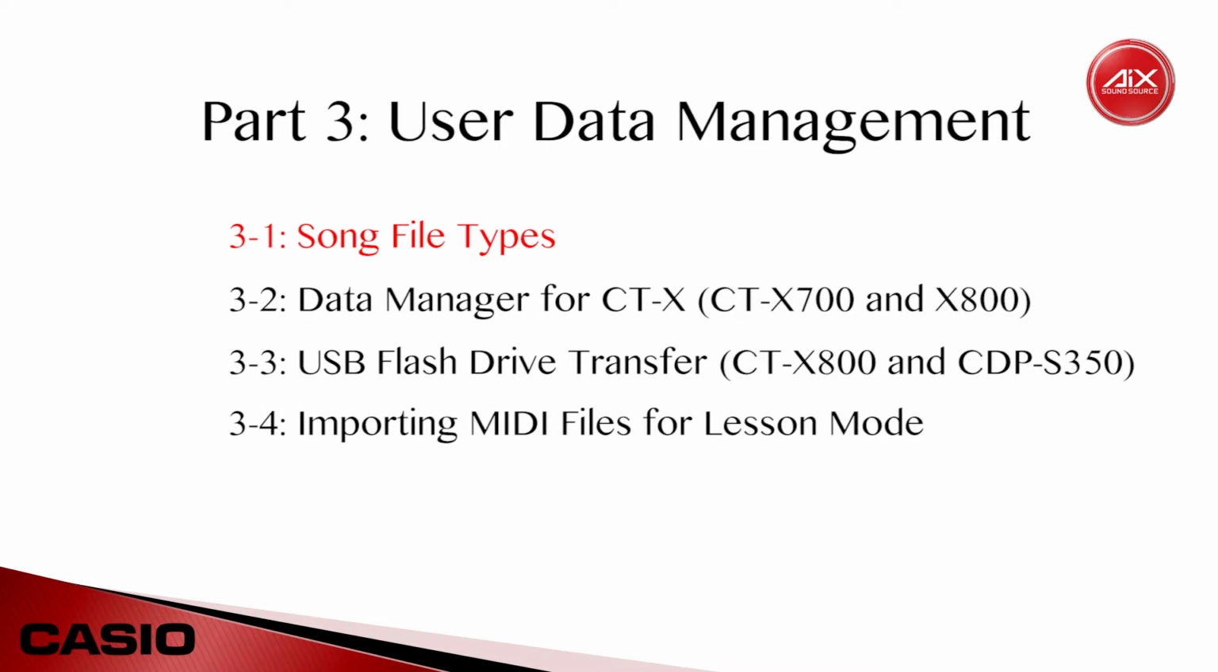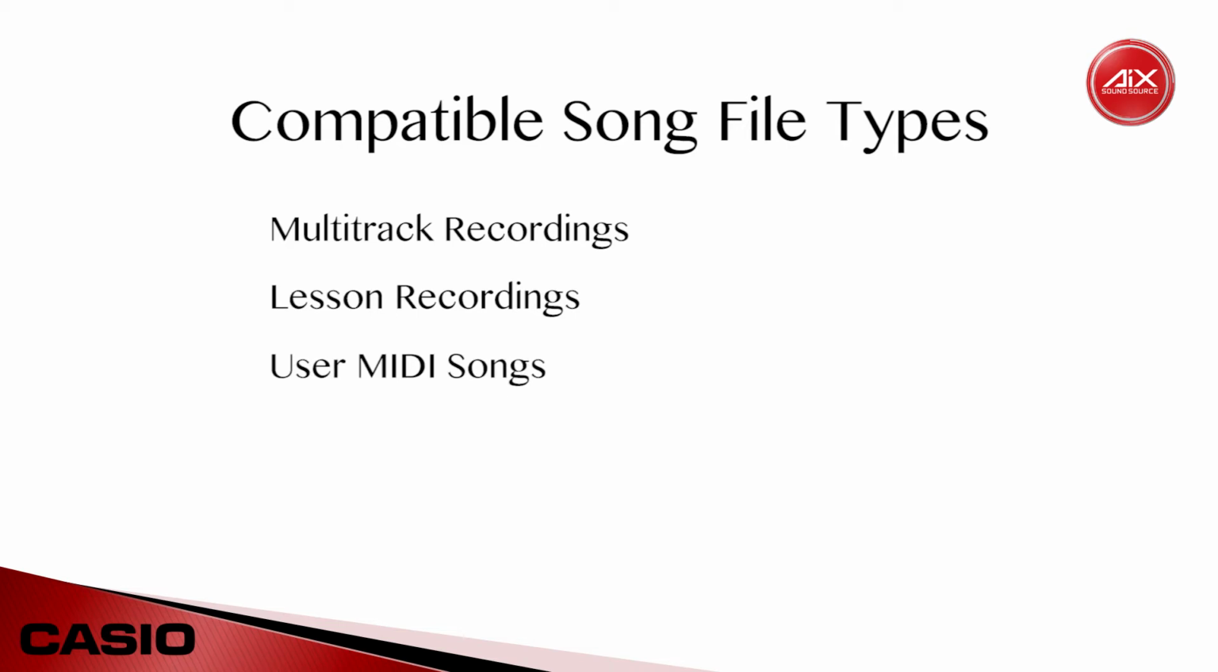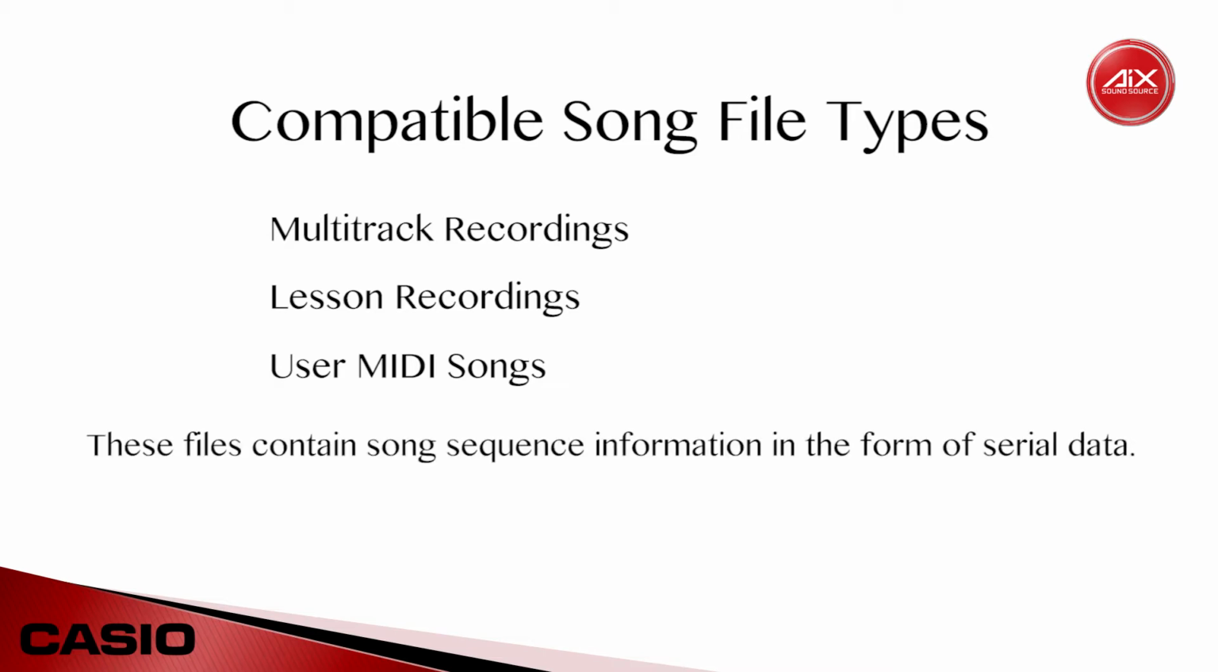So on the CT-X700, the CT-X800, and the CDP-S350, we have 3 different types of song files, which are multi-track recordings, lesson recordings, and user MIDI songs. Before we get into the specific features of each file type, let's start off with something they all have in common. They are not audio files, but rather song sequence data.